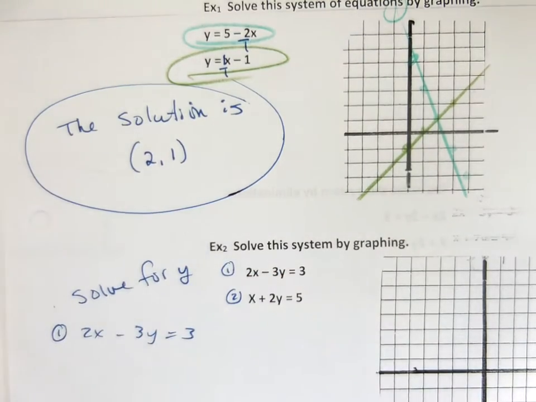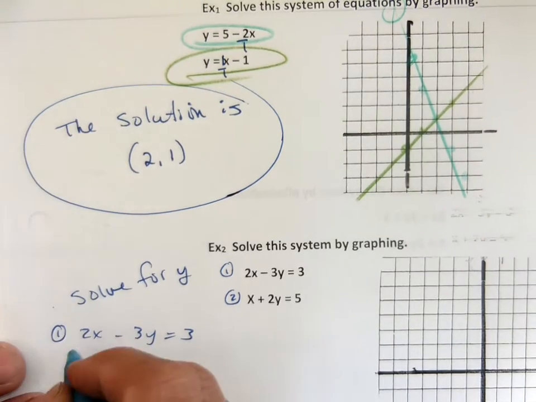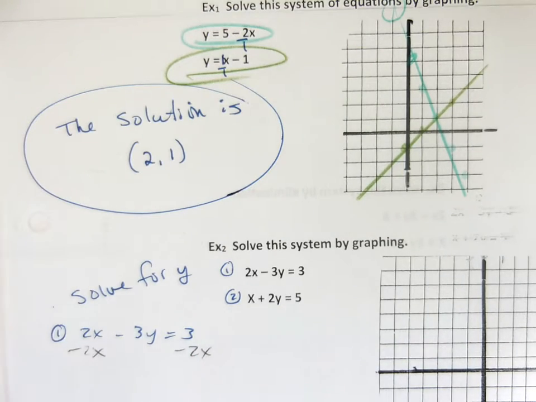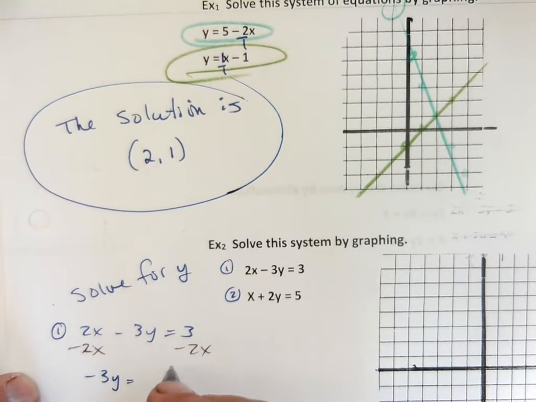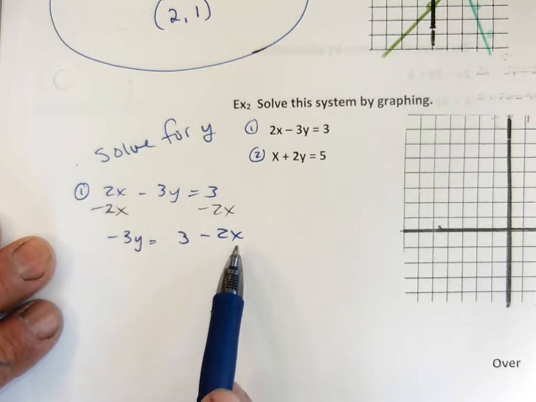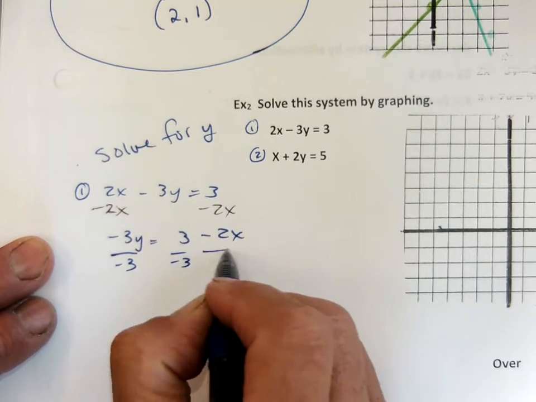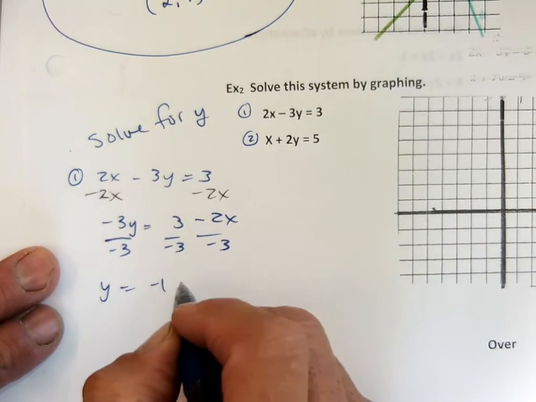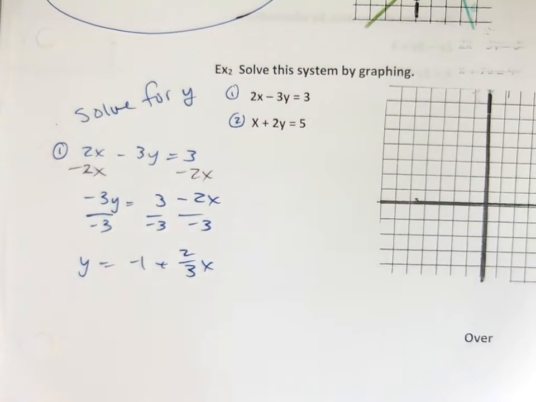If I solve for y, then I'd have a slope and a y-intercept. So to solve for y, I'll go minus 2x. I'm just going to solve for y. Negative 3y equals 3 minus 2x. You cannot subtract those. You guys remember that. Don't subtract those. That's a 3 and that's a 2x. You cannot combine them. Divide everything by negative 3. Hopefully this is a review. Hopefully this is stuff you guys know. So I'll get y equals -1 plus 2/3 x. Okay? I can graph that for sure.